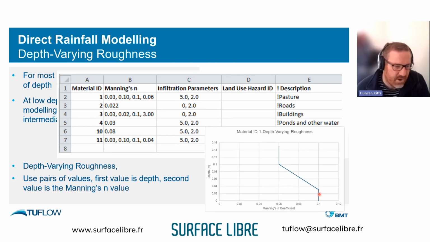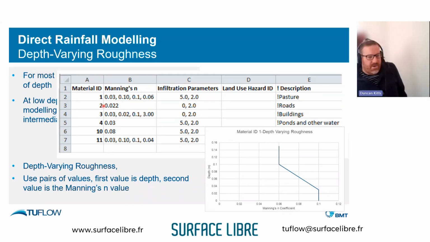So in this instance, up to a depth of 0.03, our Manning's N value is 0.1. Above a depth of 0.1, our Manning's N value is 0.06, and then it's linearly interpolated between the two. This is quite commonly done for grasses. As your water depth increases, your grasses start to bend, and there's a whole host of tests you can do with this.